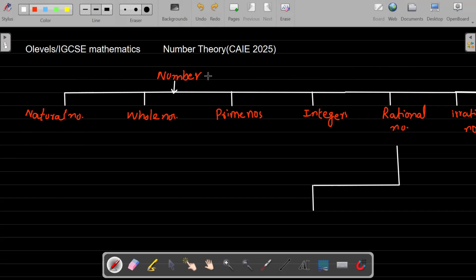Numbers. We are familiar with numbers. We know that numbers always start from 0 to 9. So we can call this an element of different sets.